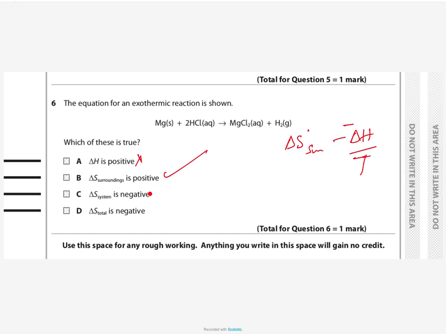System is negative? System is positive because it's turning into a gas. Solid to gas, system is positive, right? Total is negative? System is positive. Surrounding is positive. How can total be negative? That's wrong, right? Surrounding is positive, system is also positive. Total should be positive. Total can't be negative. So the answer is B.